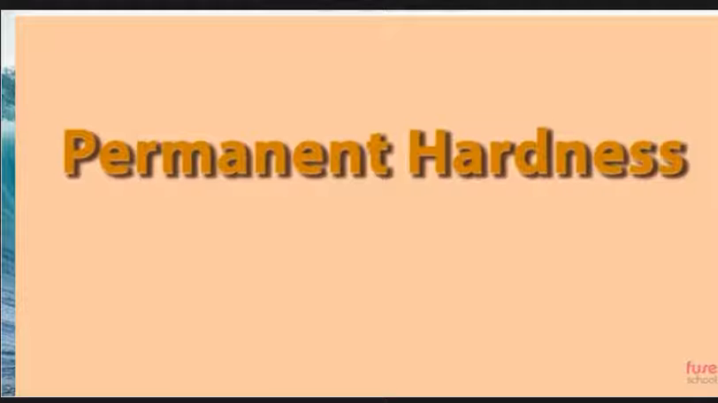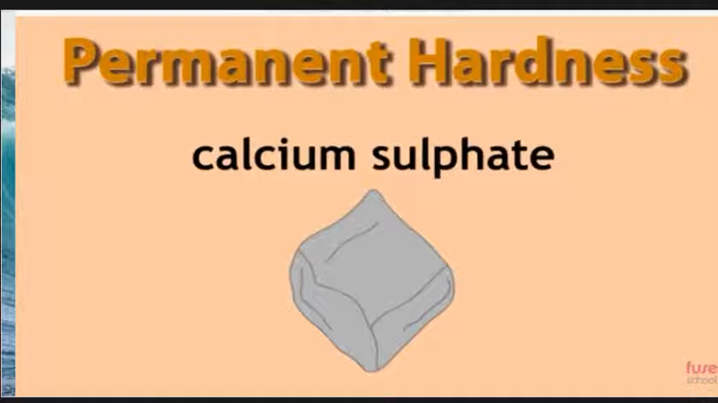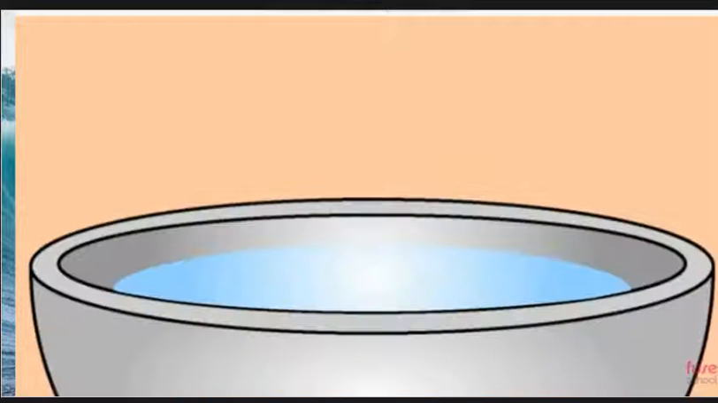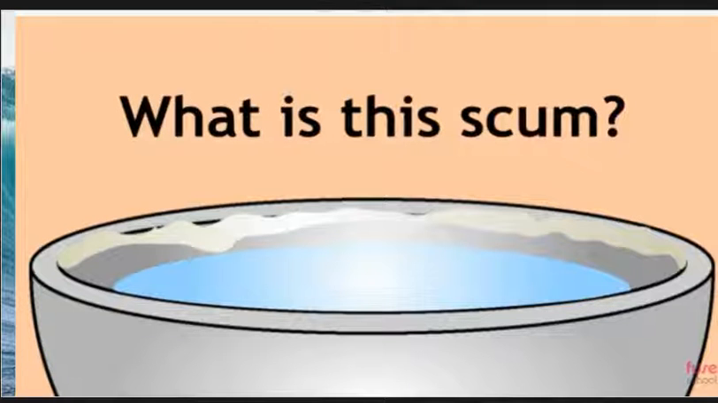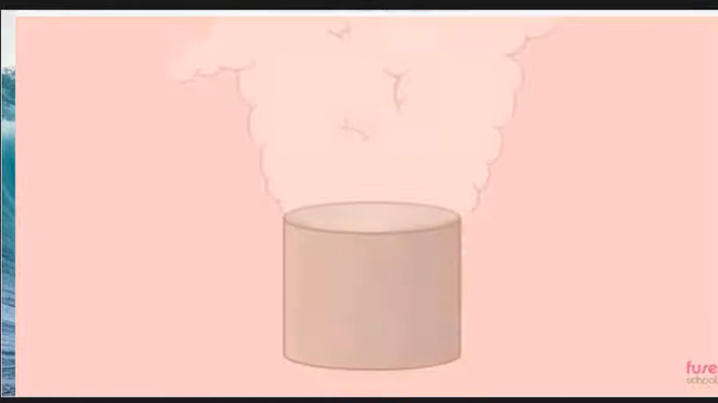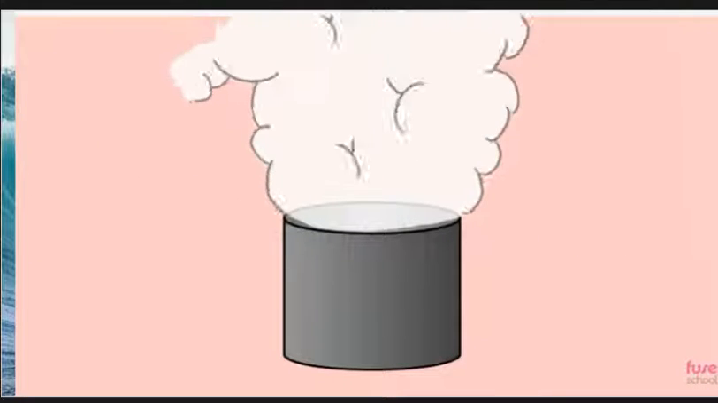Another form of hardness is called permanent hardness, which comes from rocks containing gypsum, which is calcium sulfate. In this case, you do not get limescale, but you still, of course, get a scum with soap. So what is this scum? Well, soap is made by boiling natural fats and oils with sodium hydroxide.